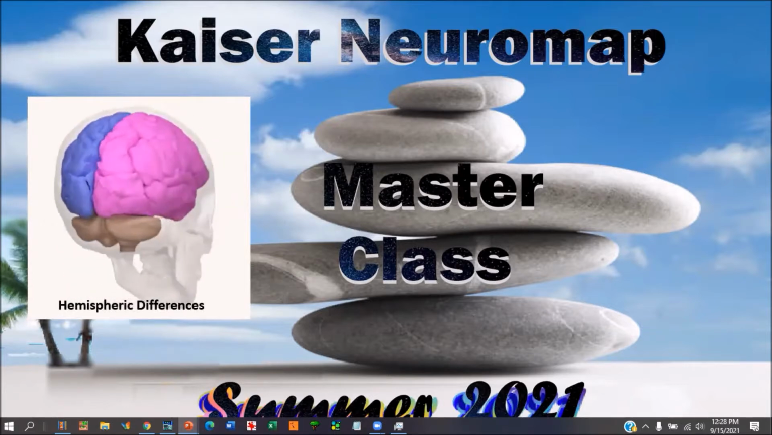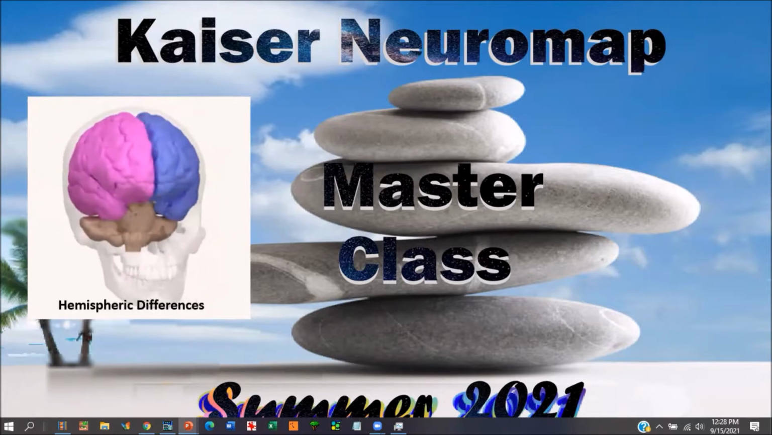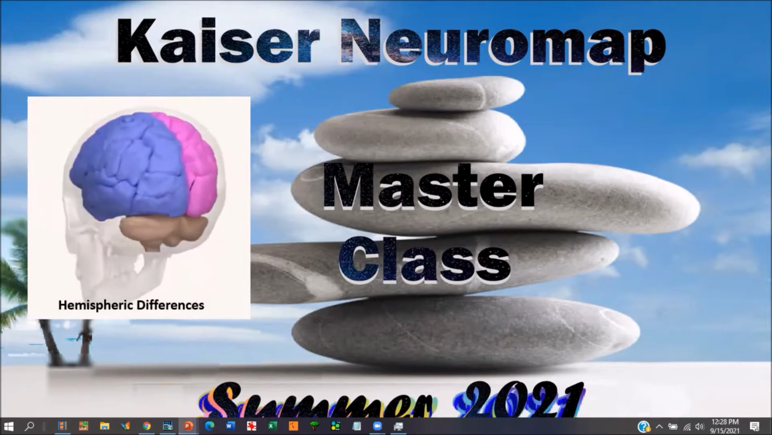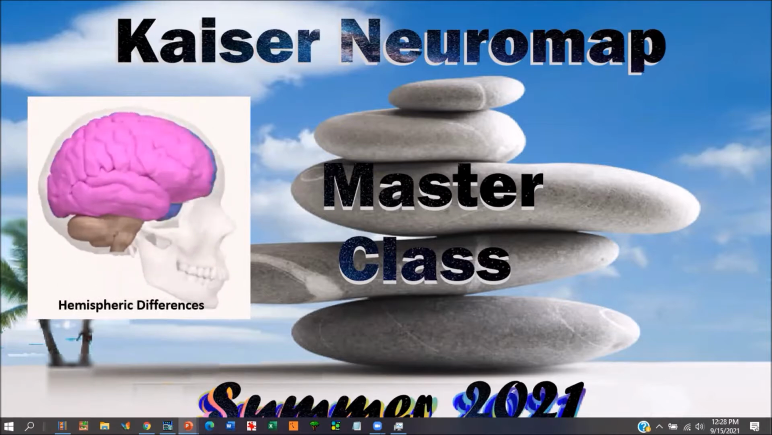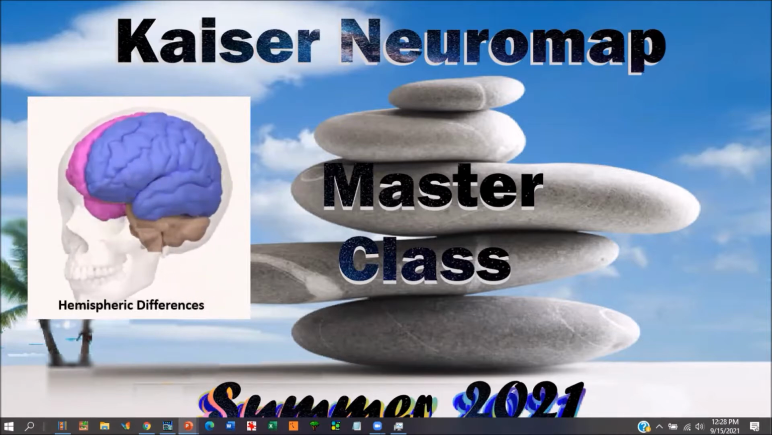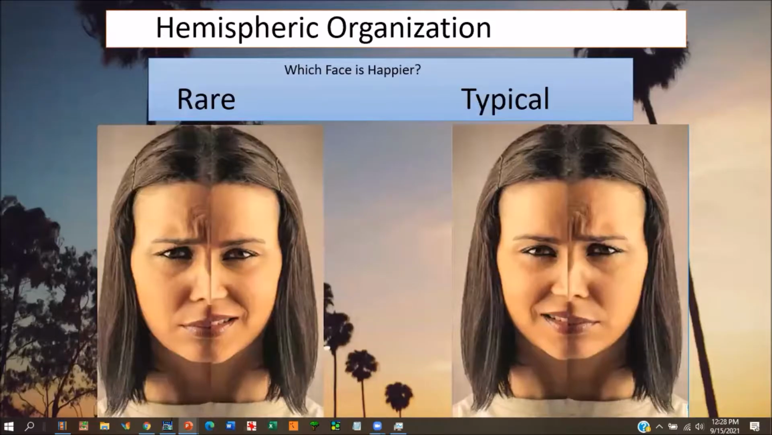And we're going to talk about hemispheric differences, and that will be a lengthy topic to go over. There you can see the left and right hemisphere, left in blue, right in purple. And below it is the brainstem and cerebellum, and so forth.